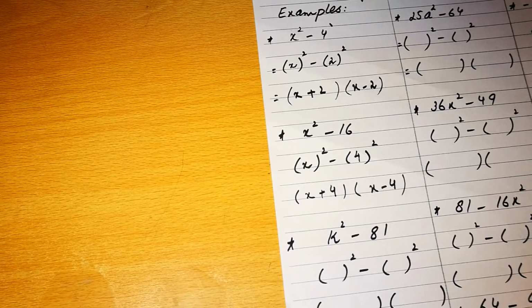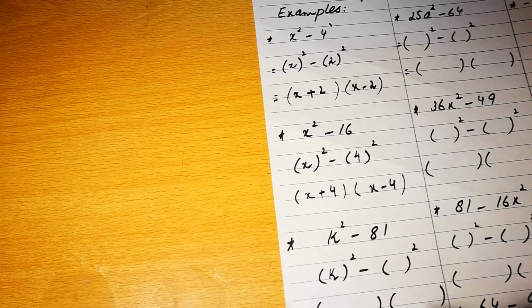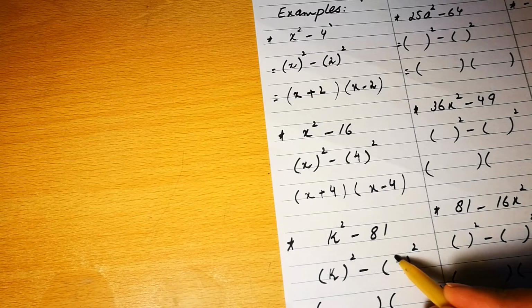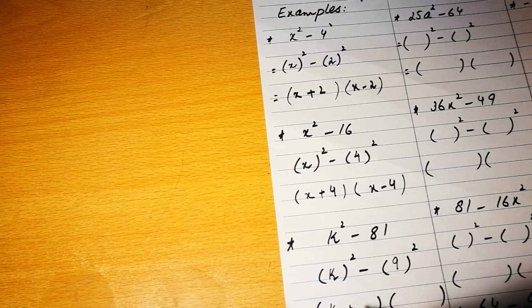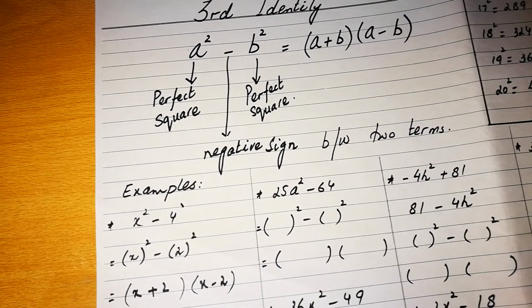Let's do it quickly. k square minus 81. k square can be written as k whole square and 81 is 9 square. So (k plus 9)(k minus 9) is the final answer. This is factorization using the third identity.